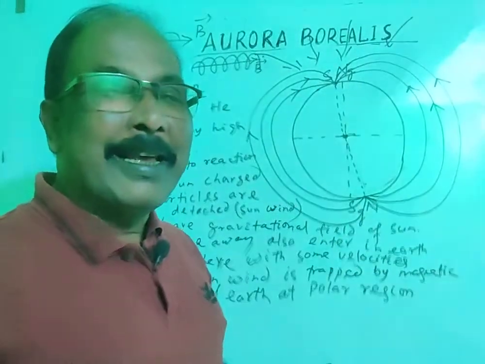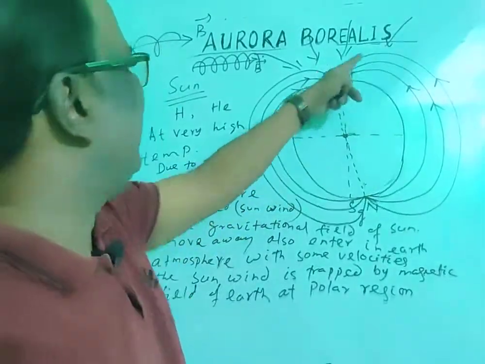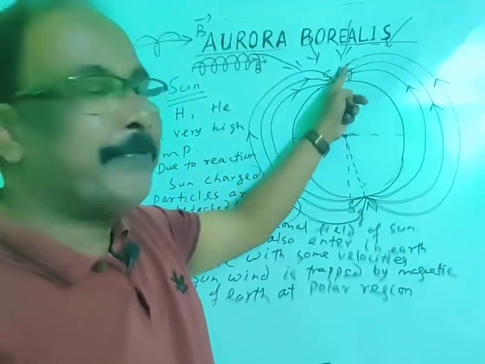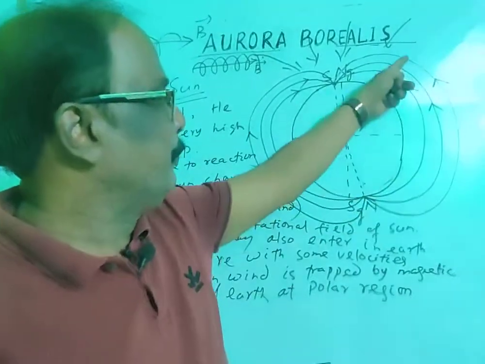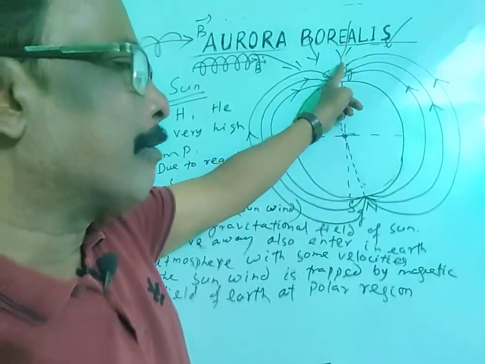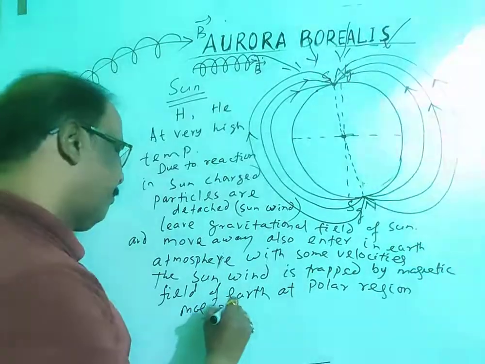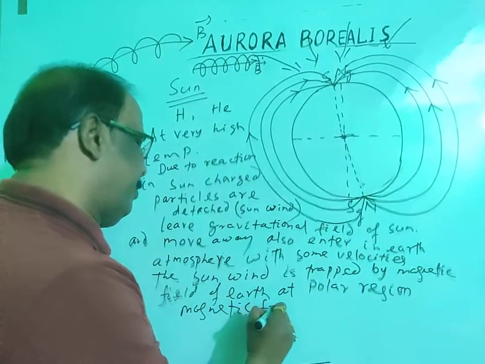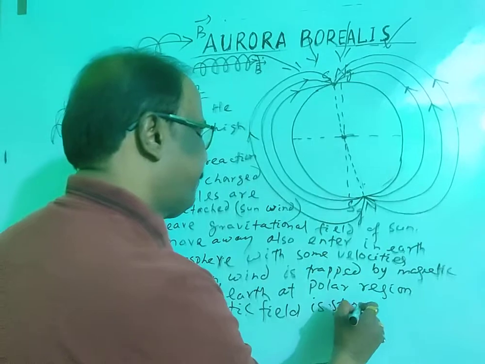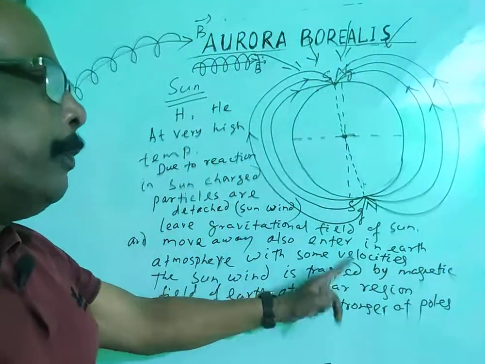So here at the polar region, as I have discussed, the magnetic field is stronger. At the polar region, the curved magnetic field lines go from south to north. The charged particles are trapped by Earth's magnetic field, and we know the magnetic field is stronger at the poles.